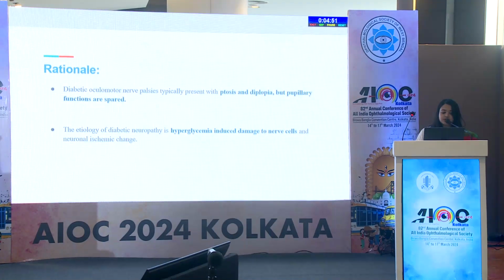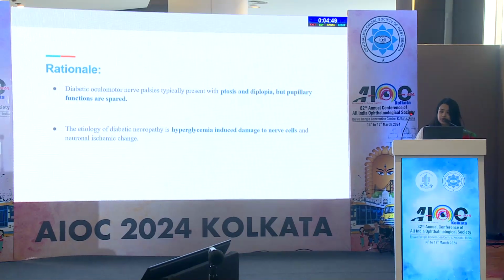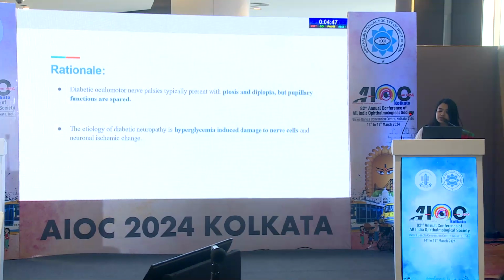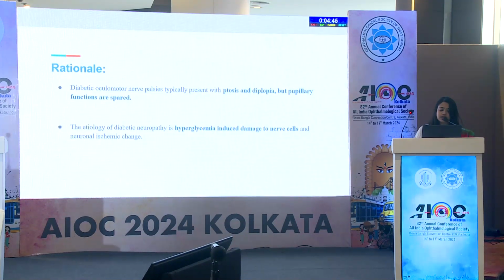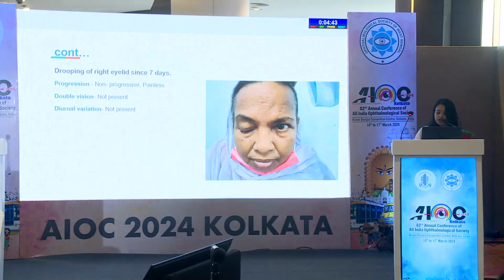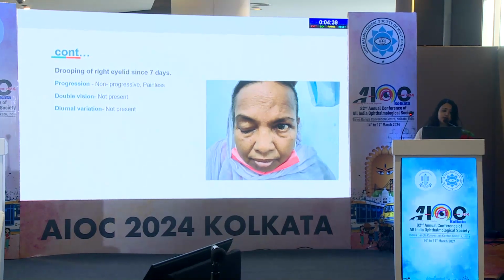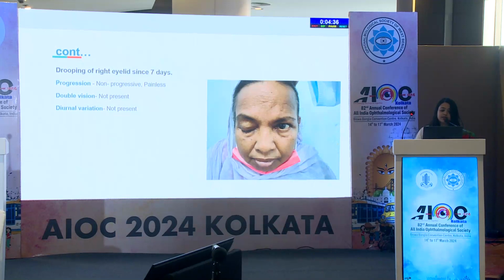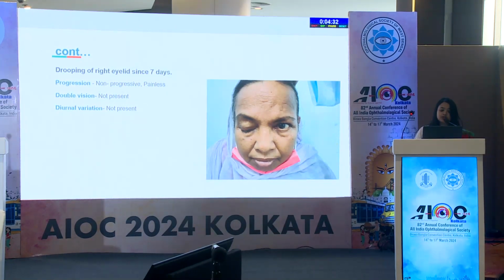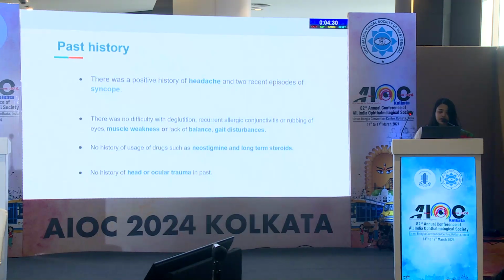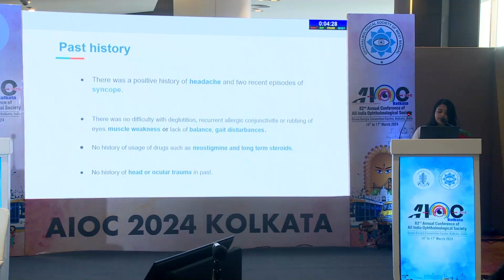So what is the etiology behind oculomotor palsy? It is hyperglycemia-induced damage to the nerve cells, resulting in neural and ischemic change. Here I present a case of a 61-year-old female who presented with acute onset right upper eyelid ptosis for 7 days, which was non-progressive without any diurnal variation. There was a positive history of headache and 2 recent episodes of syncope.